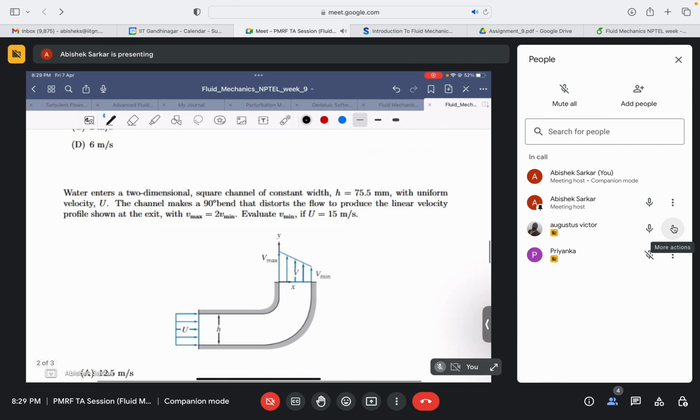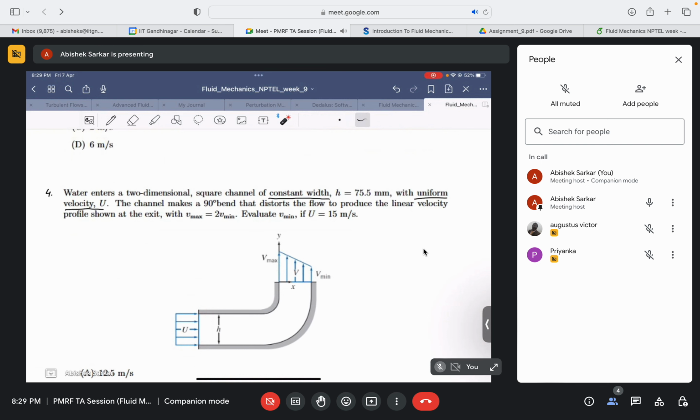This is a very interesting problem again. Flow in bent pipes. Water enters a two-dimensional square channel of constant width h, where h is given as 75.5 millimeter, with a uniform velocity u. So they mentioned that the inlet velocity is uniform again, and they have drawn it like that, a uniform velocity profile.